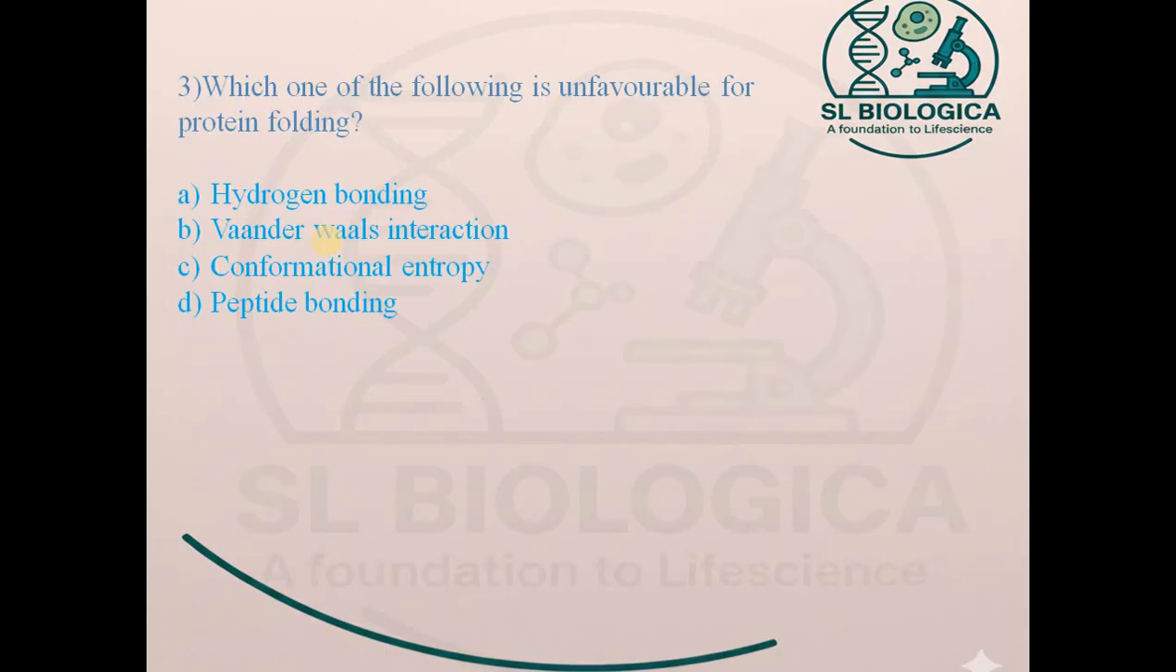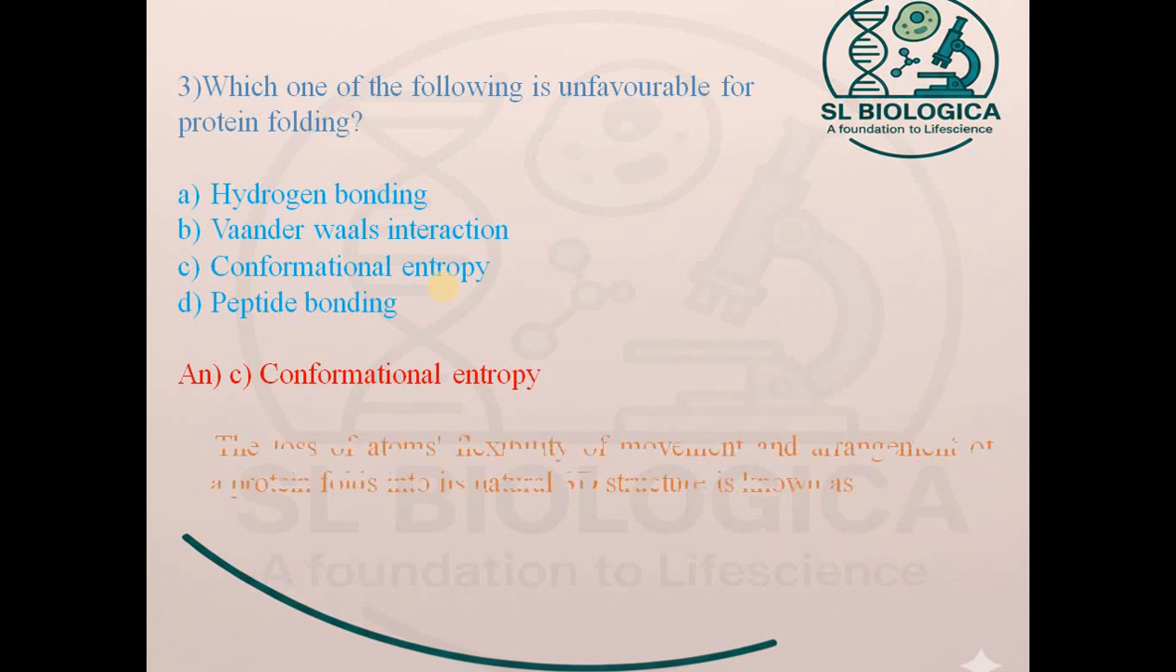So hydrogen bonding is needed, and van der Waals interaction is a basic type of interaction that is also needed. Then conformational entropy is not needed. What do you mean by conformational entropy? Is it the entropy associated with that conformation of the protein? Entropy means the degree of randomness of that particular structure or molecule. Here, conformational entropy is the loss of atoms' flexibility of movement and arrangement as a protein folds into its natural 3D structure.